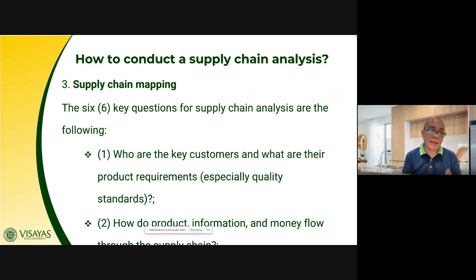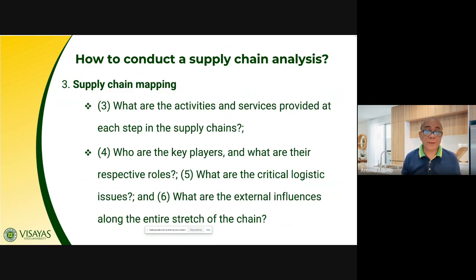How do products and information flow along the chain? Okay, along the supply chain. Is it flowing electronically? Is it flowing physically? Or is it flowing verbally or by word of mouth? Okay? Next key question is, what are the activities and services provided at each step of the supply chain?